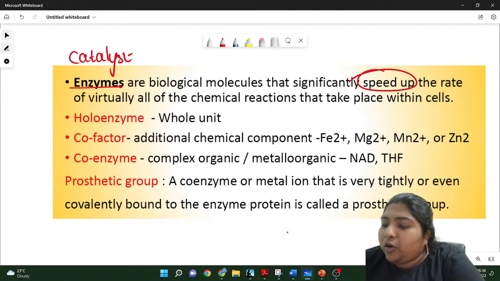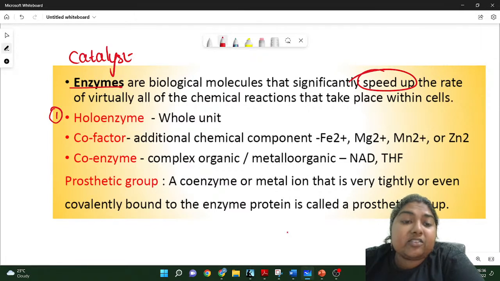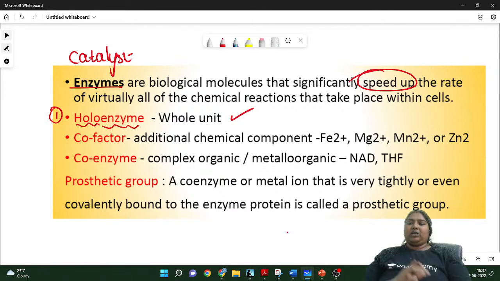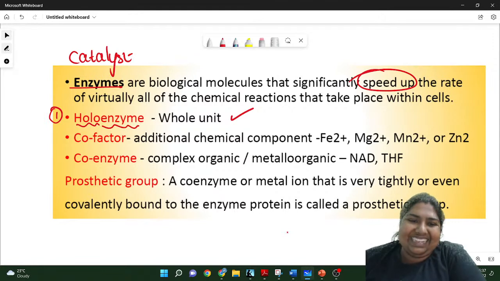Before beginning with our inhibition, we will have a quick look into the definitions of the enzyme. The first definition of the day is going to be on the holoenzyme. What do you mean by holo? Holo means whole. Whole means it is the complete unit. So the complete enzyme is what is called the holoenzyme.